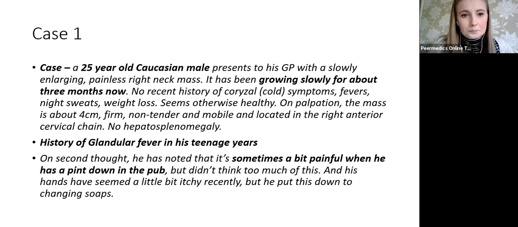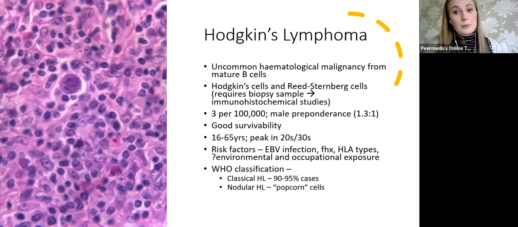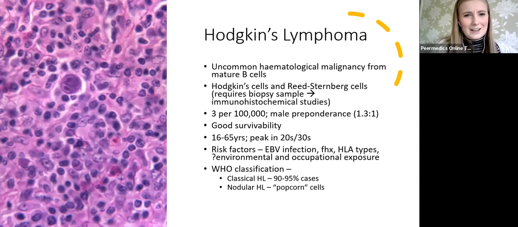So Hodgkin's lymphoma is an uncommon hematological malignancy of mature B cells, and you get these characteristic Hodgkin cells and Reed-Sternberg cells. Anywhere that you see Reed-Sternberg cells, instantly think Hodgkin's lymphoma. I've included a picture of what they look like. Again, you should never get given a picture of that in an exam and be asked what it is, because you just don't need to know that unless you actually are a hematologist.